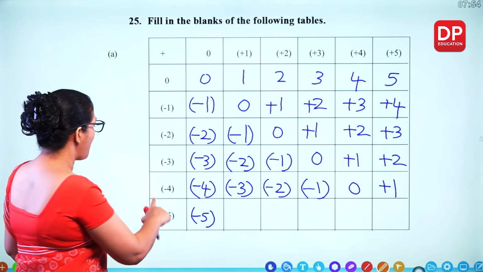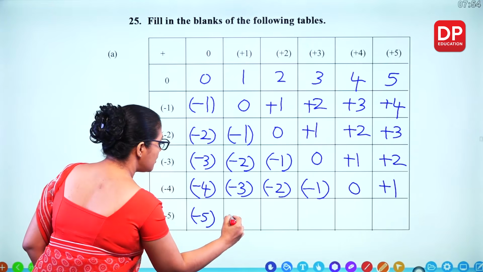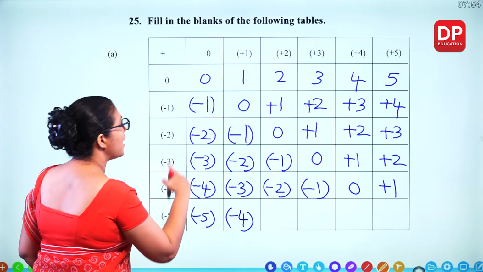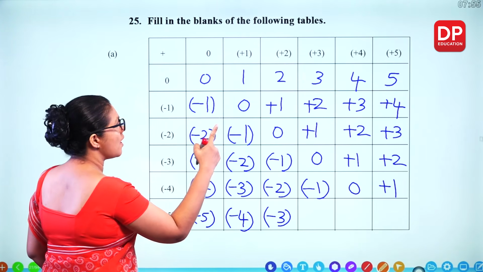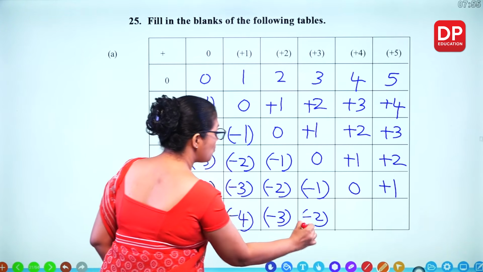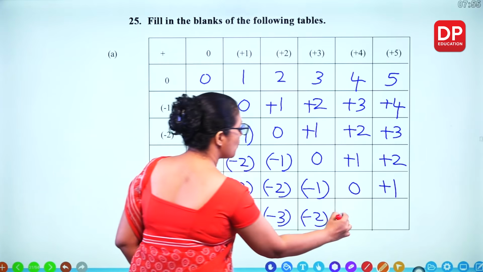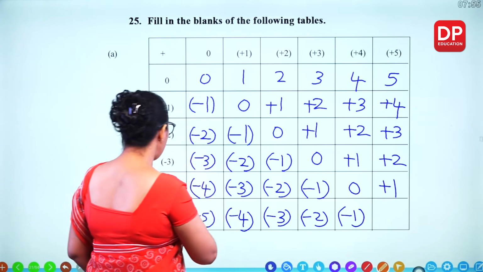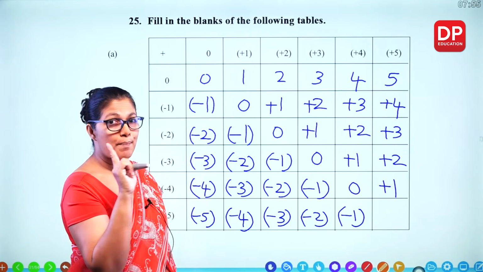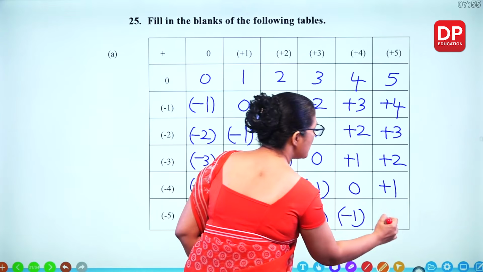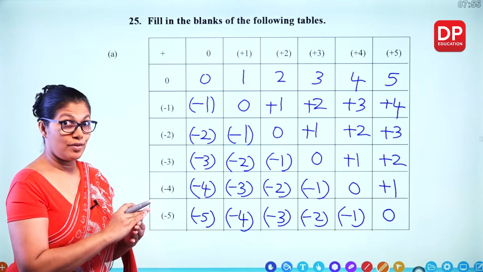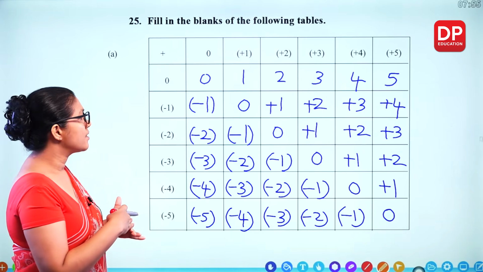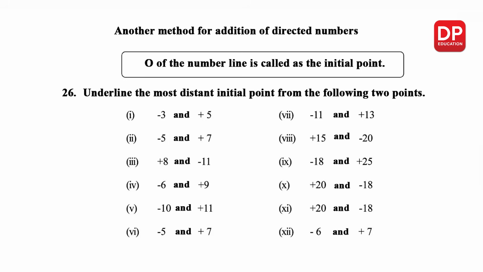Minus 5 now. Minus 5 plus 1, you get minus 4. Minus 5 plus 2, minus 3. Minus 5 plus 3, minus 2. Minus 5 plus 4, minus 1. And minus 5 and plus 5, additive inverse, you get 0. Now you know how to add directed numbers. Another method for addition of directed numbers.